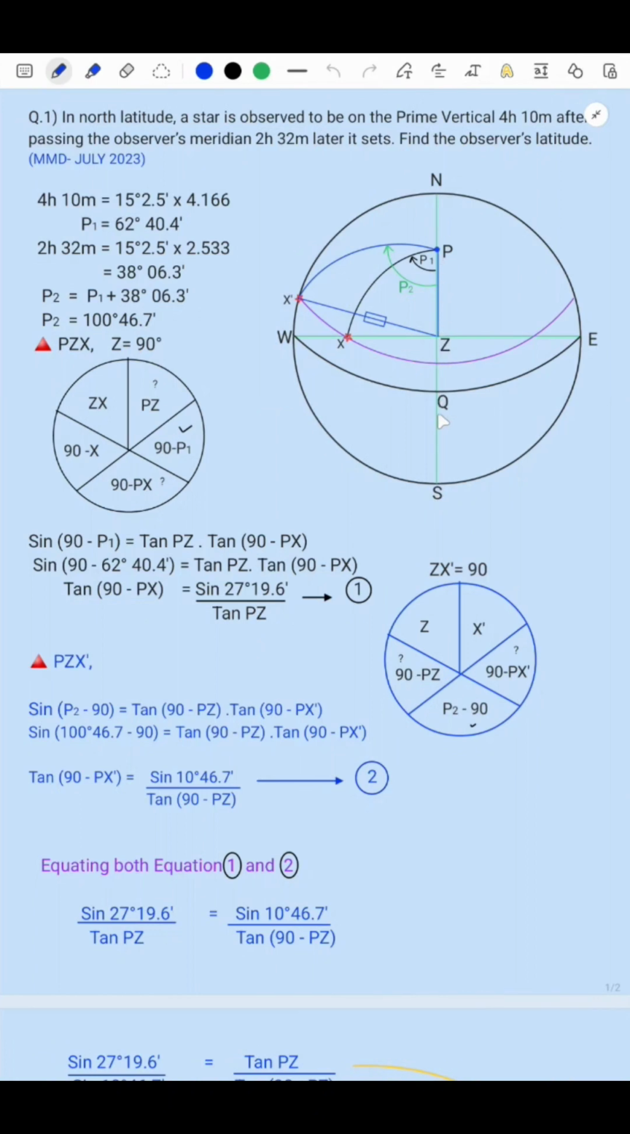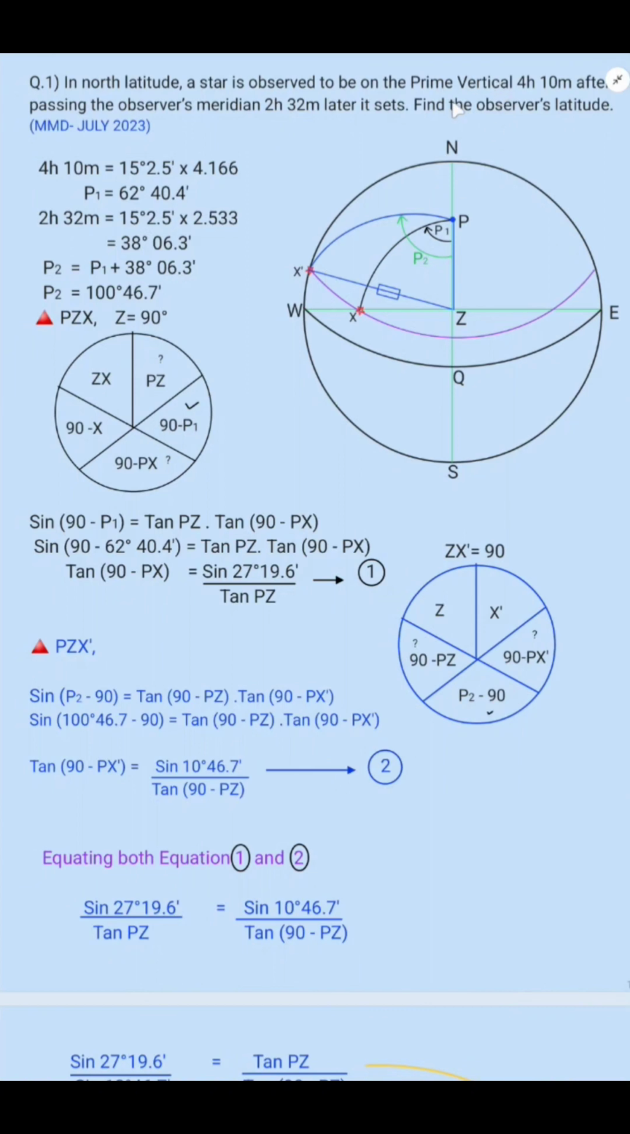PZQN is the observer's meridian, and this star is coming from here like this. And after passing the observer's meridian, 4 hours 10 minutes after passing from this point, this star is here, that is on the observer's prime vertical. And 2 hours 32 minutes later, the star is here. So the question is, find the observer's latitude.